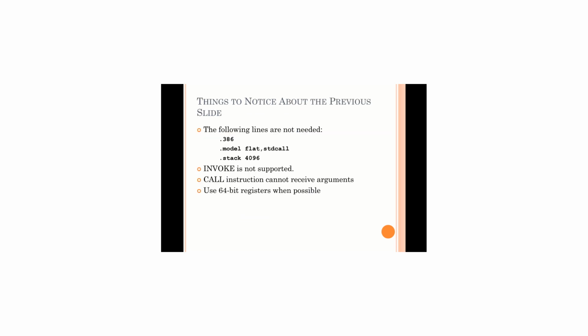Now, instead of invoke exit process and pass in the exit code, we are going to move the exit code to the ECX register. And then instead of invoke, we use call to call the exit process to end the program. So there's no .386, .stack, etc. And also there's no .model.